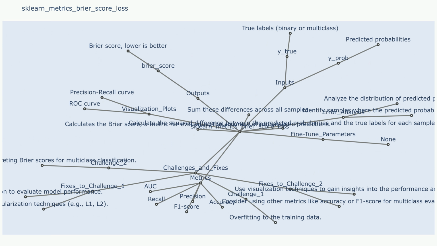Fixes to challenge 2. Use weighting schemes to assign more importance to the minority class during training. Consider using metrics that are less sensitive to class imbalance, such as the balanced accuracy score.